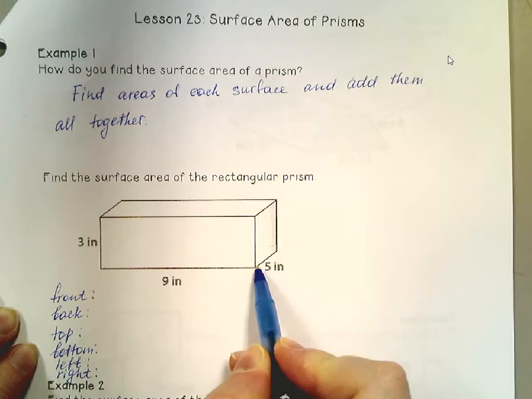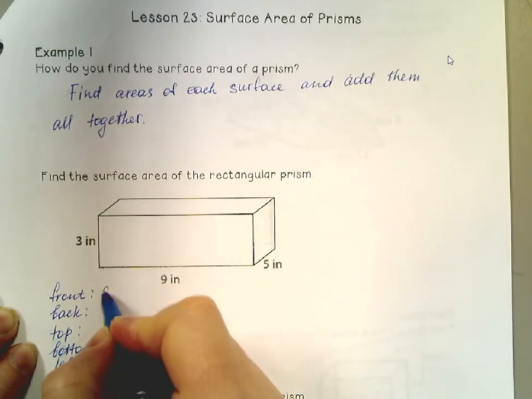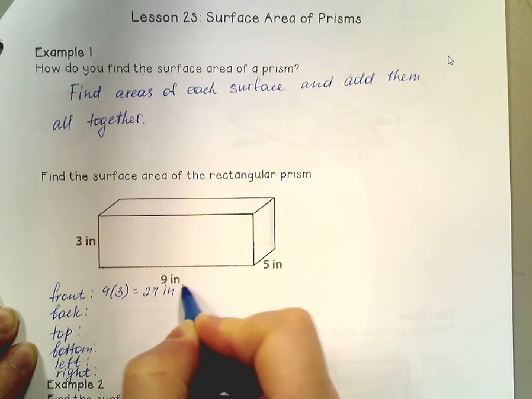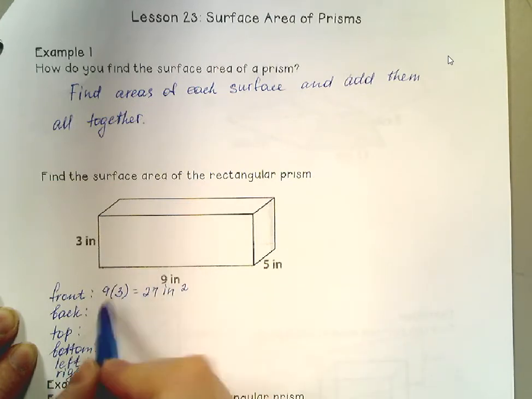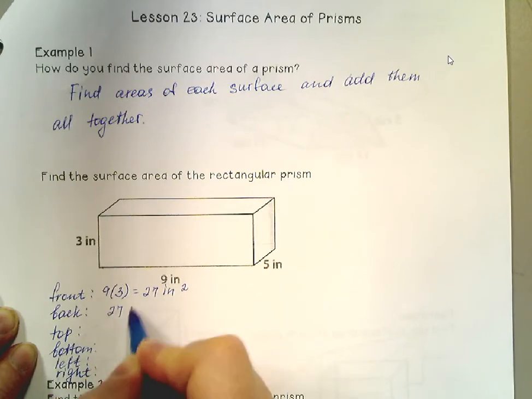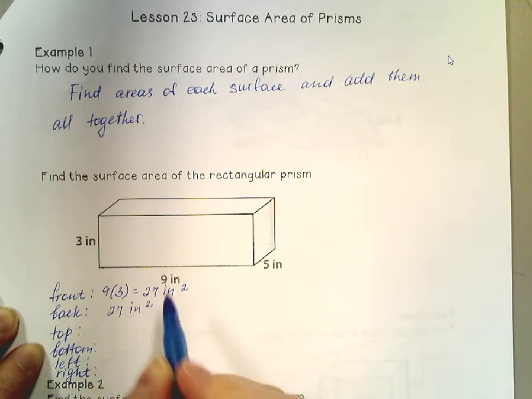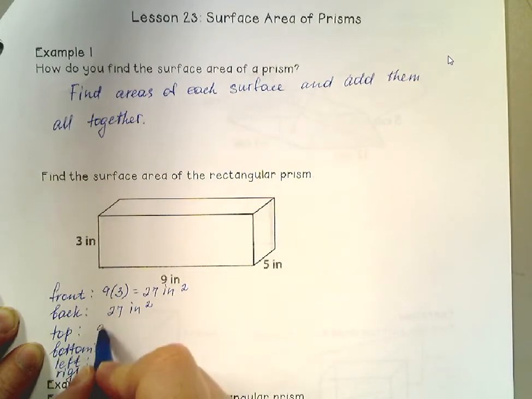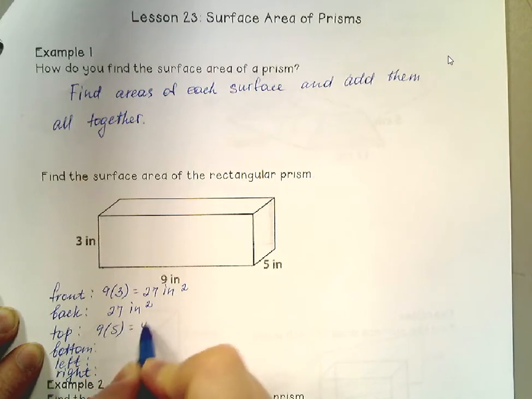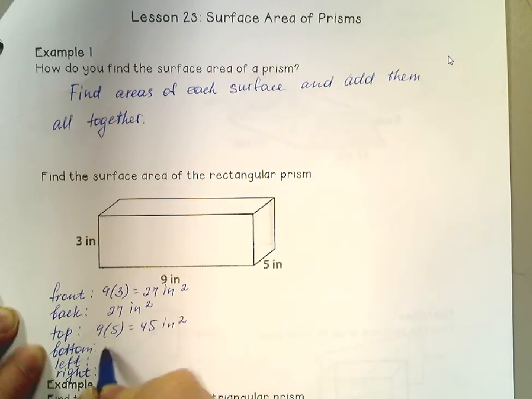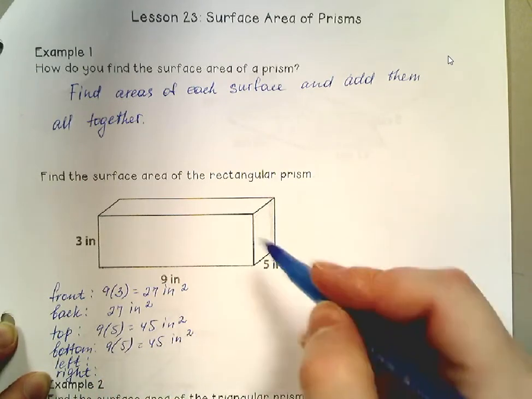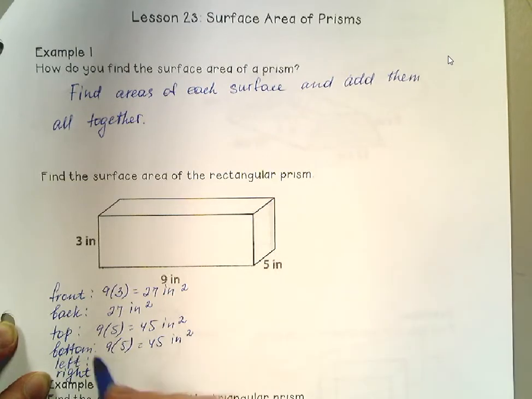So let's look at front. This is a front 9 by 3. So we'll multiply 9 times 3, and that is going to be 27 inches squared. The front is the same as the back, so it's also 27 inches squared. For the top we have 9 by 5. So 9 times 5 is 45 inches squared. And bottom will be the same, 45 inches squared. And left and right, we have 3 by 5.